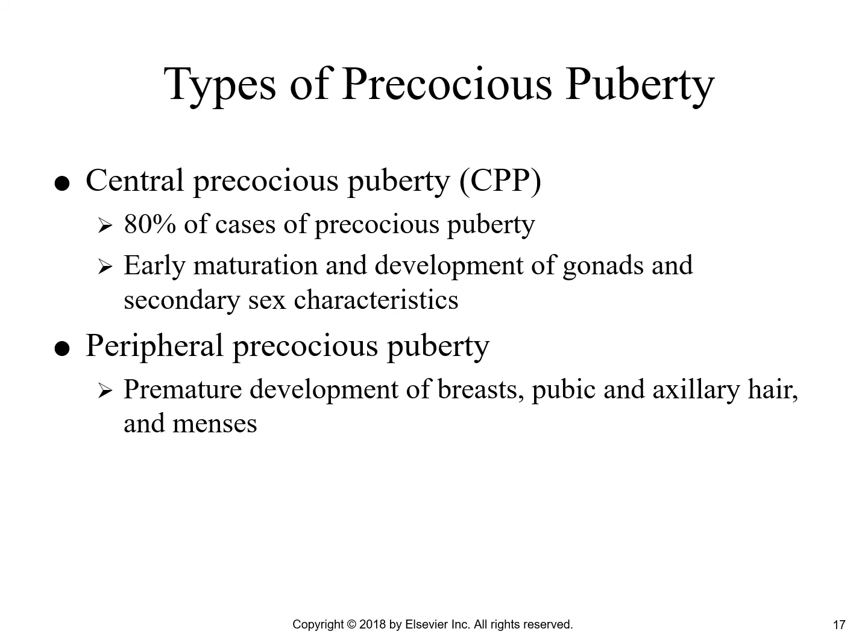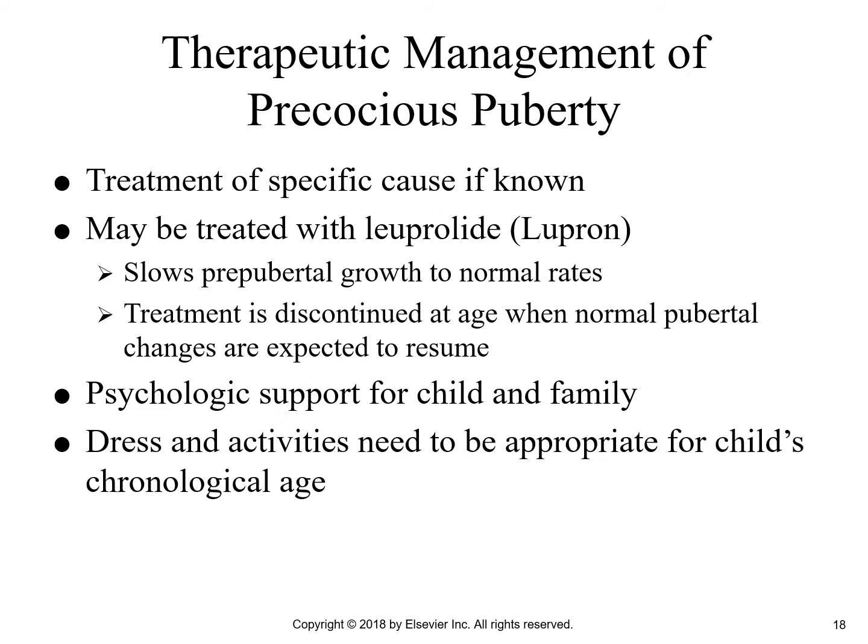Types of precocious puberty are listed here. You've got central precocious puberty and peripheral precocious puberty. Therapeutic management for this: treatment of specific causes, if known. Lupron is used to treat in most cases. Psychological support for the child and family. Dress and activity needs to be appropriate for the child's chronologic age. Even though they may look a few years older, they should still dress age appropriate for their classmates and people that are in their own age peer group.